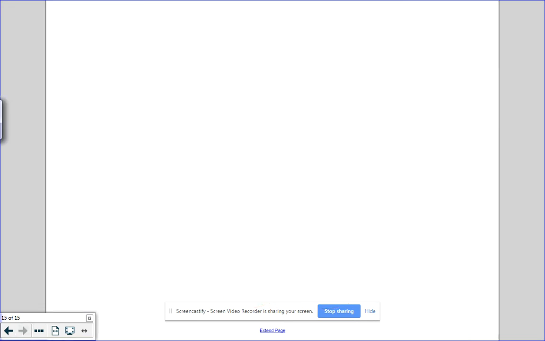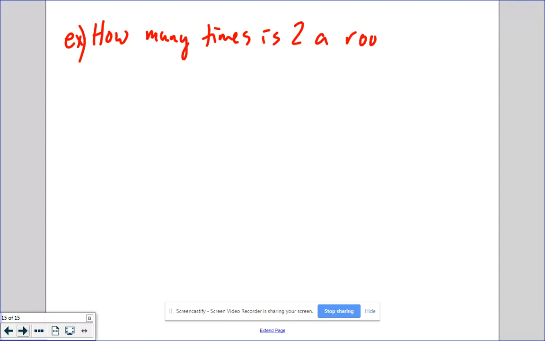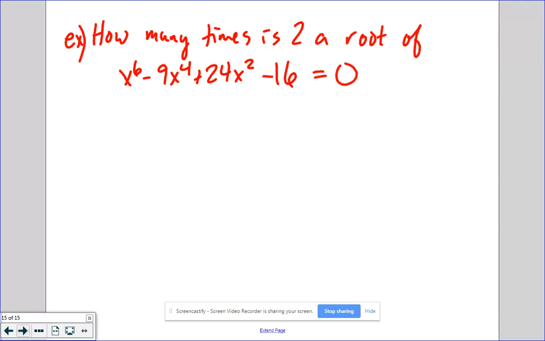Okay? So this is actually a problem out of the homework, and this is a good example of what we were just talking about. How many times is 2 a root of x to the 6th minus 9x to the 4th plus 24x squared minus 16 equals 0?